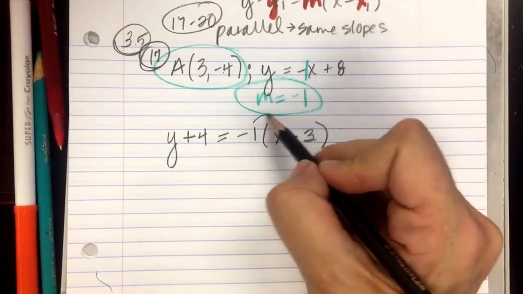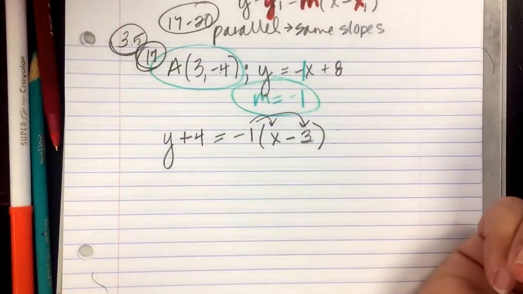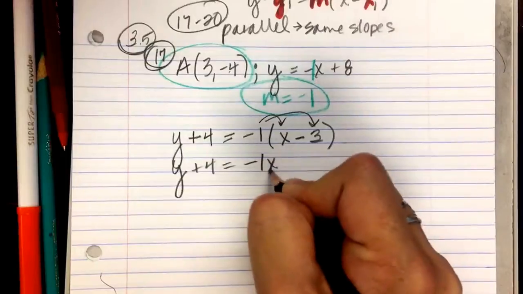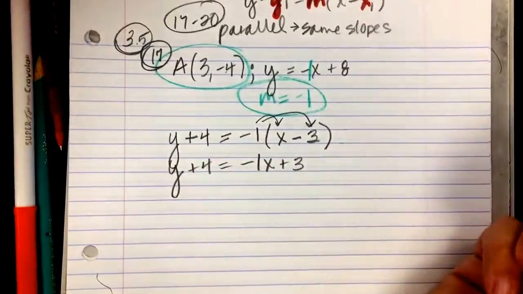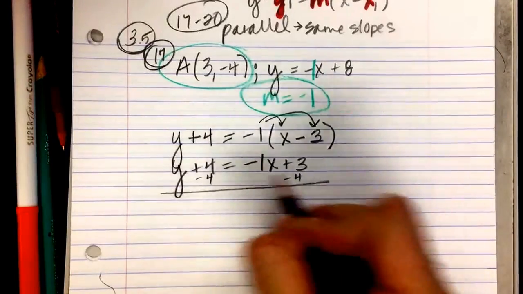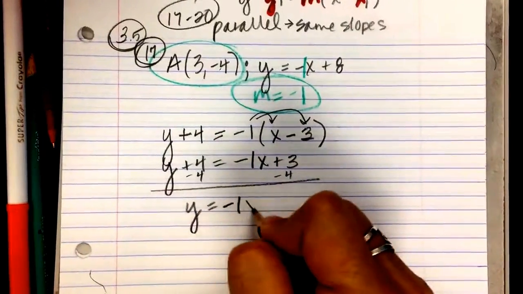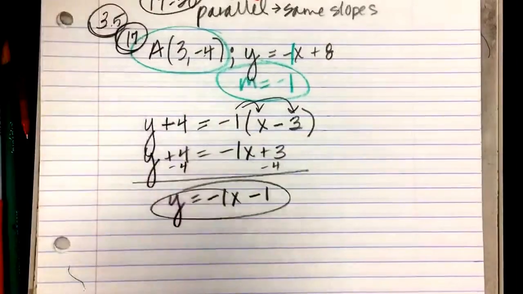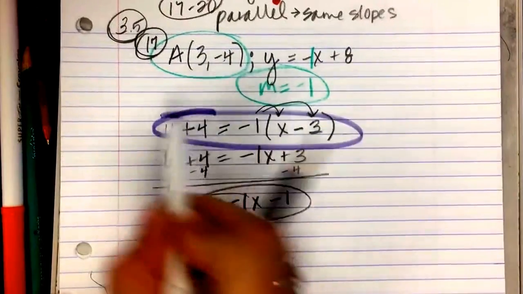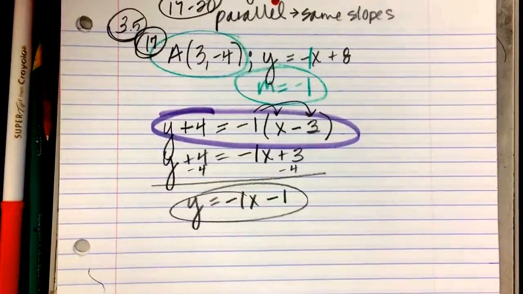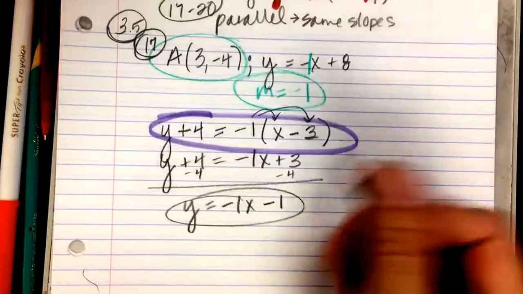I'm going to distribute and put this into y equals. Y plus 4 equals -1x plus 3. I'm going to take 4 away from both sides. Y is equal to -1x minus 1. I actually would take either of these equations. You don't have to distribute unless it says put it in slope-intercept form. I'll answer your question when we get done here.